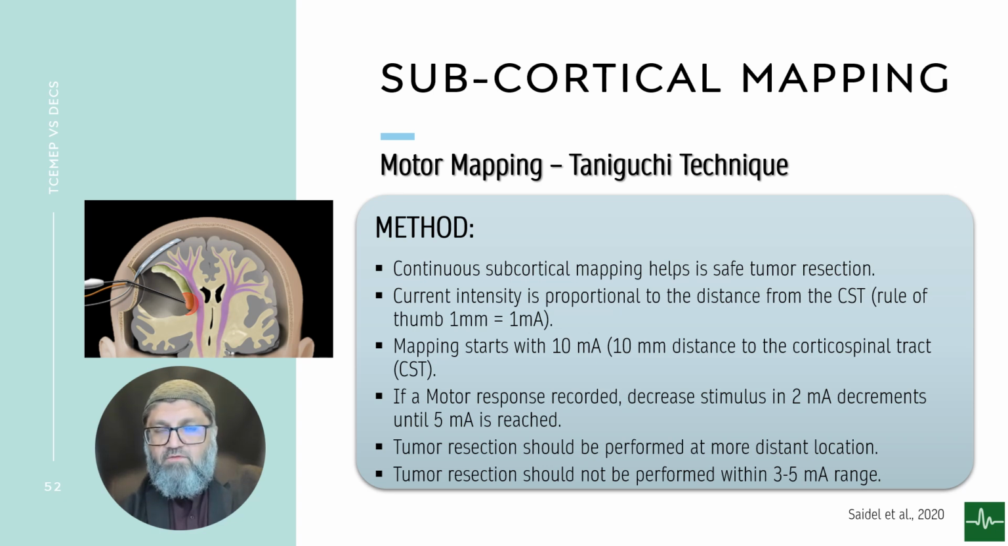If you get a response at 5 or 7 milliampere, then it is recommended to stop resection, because you are less than 5 millimeters from the corticospinal tract, and if you do any more resection, there's a high risk that you are going to cause damage to the corticospinal tract. And if it's less than 3 to 5 milliampere, there's a very high probability the patient will have a motor deficit on the day of surgery, at the day of discharge, and long-term. So it's better to stop between 5 and 7 milliampere.